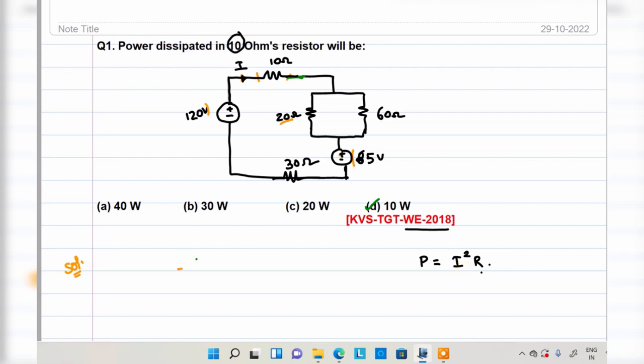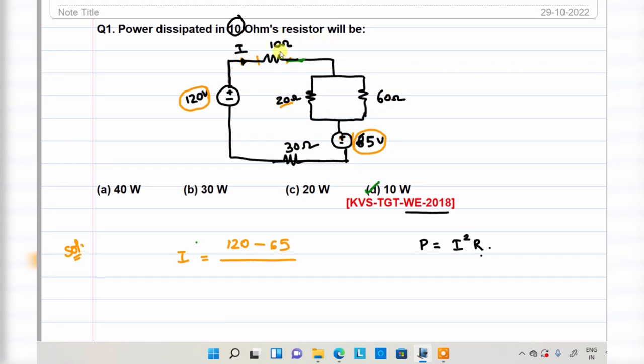I need to find out the current first. I is equal to V by R. What is the V here? 120 volt, here 65. Both are connected, here plus sign, here plus sign. Both are opposite, so opposite means subtraction. 120 minus 65, that is the resultant voltage, divided by resistance. What is the resistance? The equivalent resistance of the entire circuit, then only we'll get the current. So how to find out the equivalent resistance here? Series and parallel combination technique.